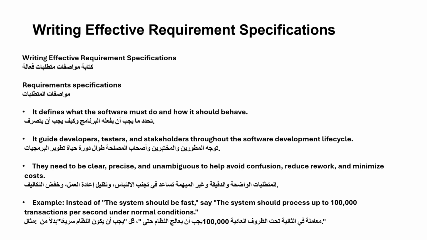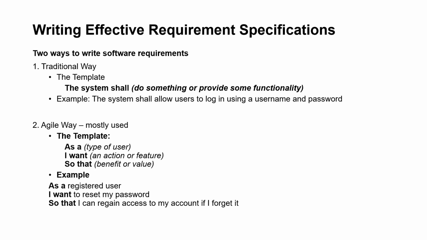And there is an example here, and I like this example. Instead of saying the system should be fast, when you say fast, how fast? If you write the requirement this way, it is not good. But if you say the system should process up to 100 transactions per second, then you are specifying exactly how fast the system is, and that's very clear.